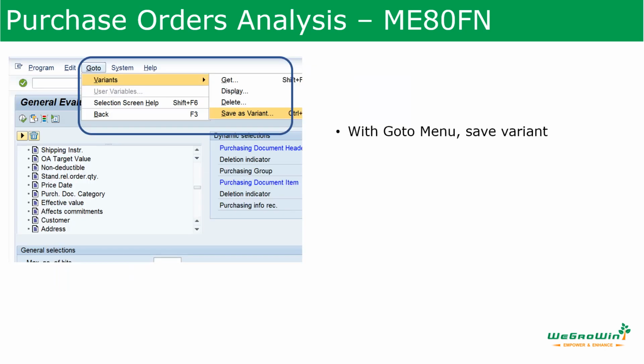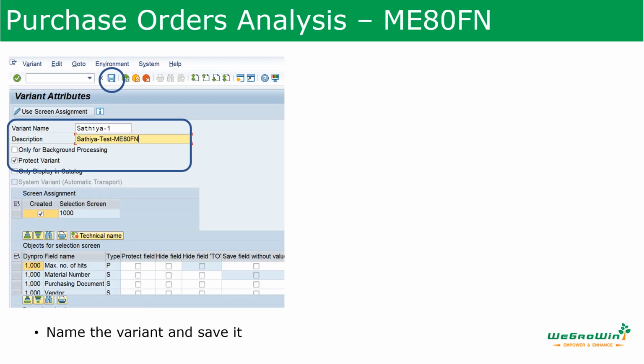So here from the menu, go to Variants and then Save as Variant. Right now we are getting to this page. Here you write the variant name, like Satya-1. For the description, you can put Satya test ME80F1. Now you have to name it and then save it. Once you do this, the variant will be created.